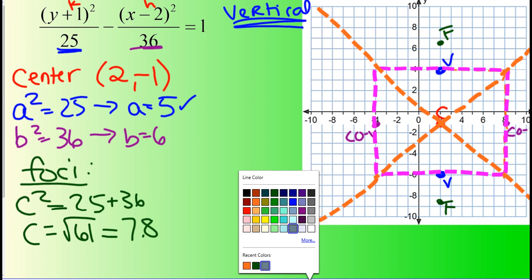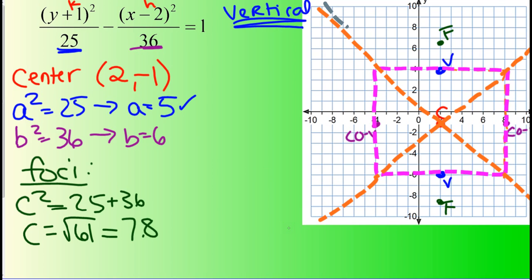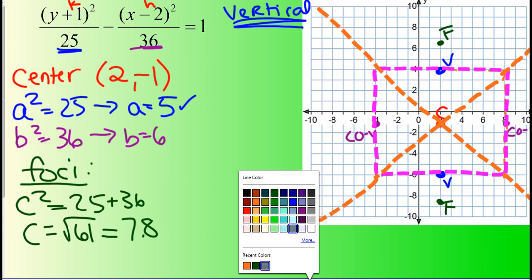We are opening up and down for these hyperbolas. Remember, your actual graph cannot cross the asymptote. Oh, no, no, no, no. That makes me not happy. I don't want that now. There we go. Fix that one. The graph cannot cross the asymptotes.